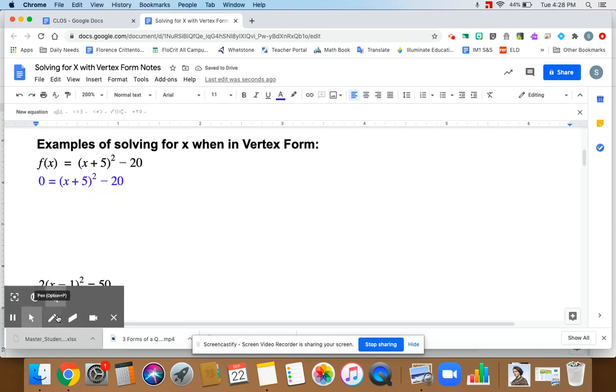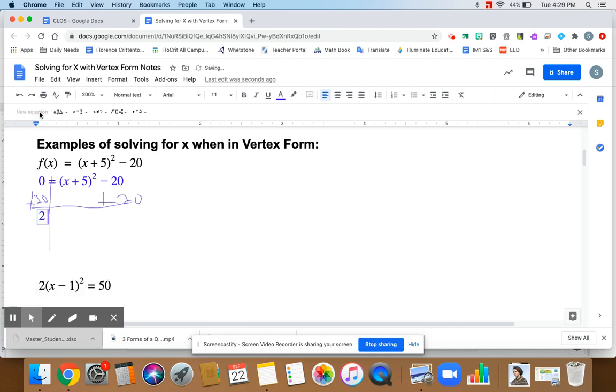So what's my first step to solve for x? All of this is in a parentheses getting squared. So we can't touch that yet because we have to get rid of this minus 20. And to undo minusing 20, I'm going to add 20 to both sides. So I get 0 plus 20 is 20 equals the parentheses being squared. And then negative 20 plus 20 is 0. They eliminated, so I don't have to write anything.